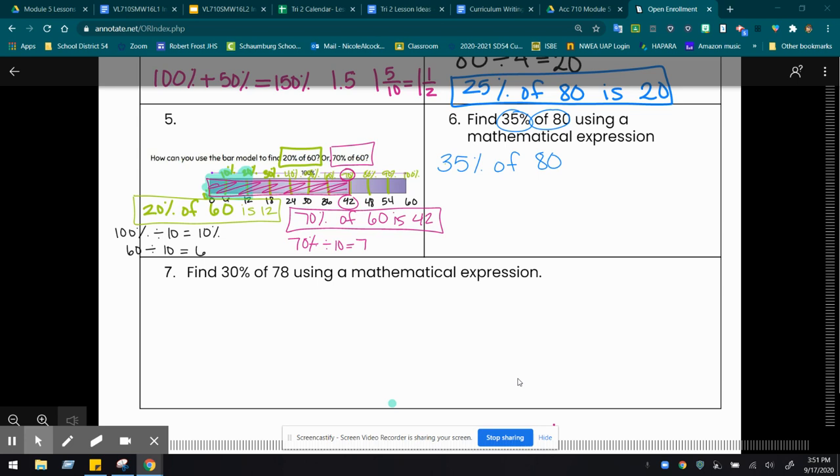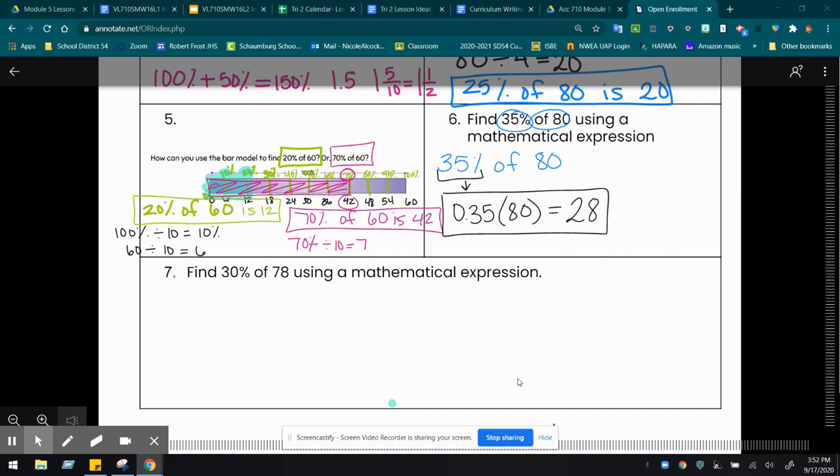We know percents can be written as decimals, so I'm going to start with that. 35% written as a decimal is 0.35. If I'm trying to find what that represents from 80, I can multiply by 80. When I use my calculator to help me do that, I get that 35% of 80 is 28. And then you are done. So based on what we understand from those bar models, we can skip some steps and use the mathematical expression to help us understand that.